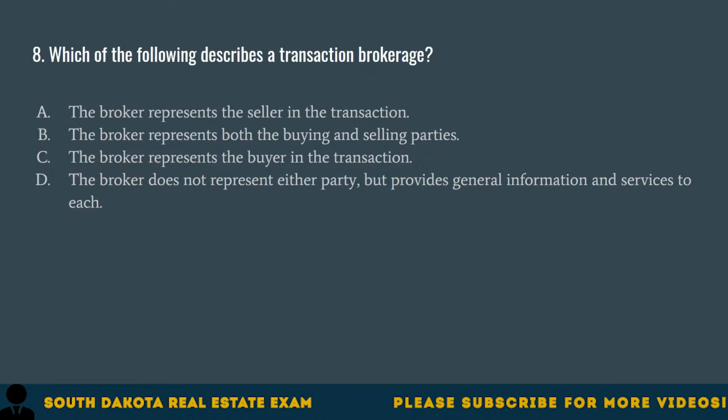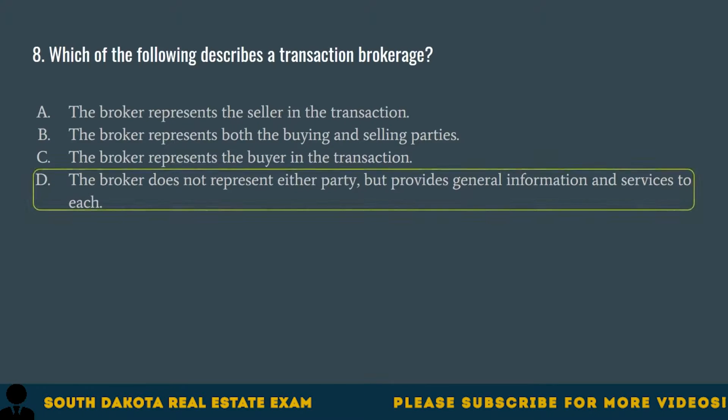Question 8. Which of the following describes a transaction brokerage? A. The broker represents the seller in the transaction. B. The broker represents both the buying and selling parties. C. The broker represents the buyer in the transaction. D. The broker does not represent either party, but provides general information and services to each. The correct answer is D. The broker does not represent either party, but provides general information and services to each.